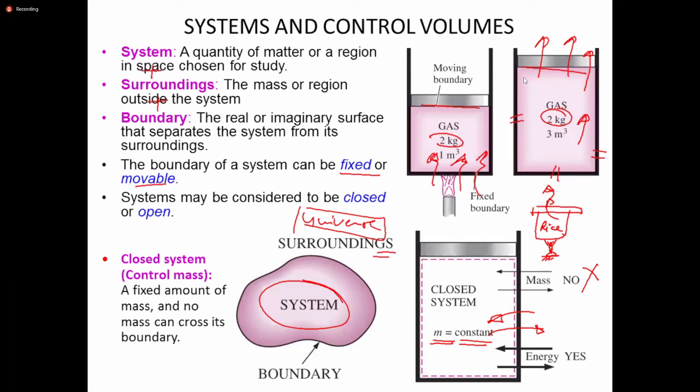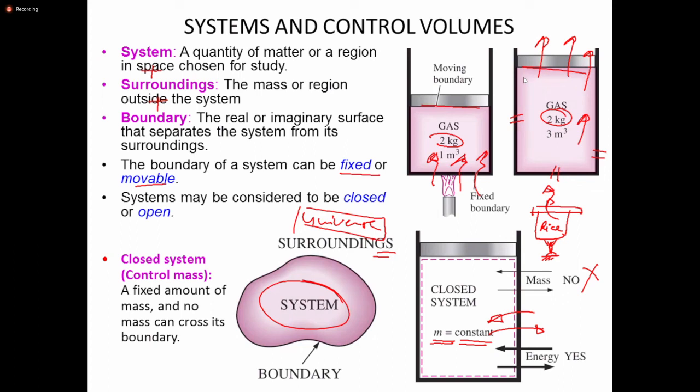Then we talked about what exactly is the system, the surrounding, the boundary, the fixed boundaries and movable boundaries. Systems are also classified into three different categories: closed system, open system, and isolated system. In the closed system, we do not allow the transfer of mass. A fixed amount of mass must be there, and no mass can cross its boundary. But we allow the transfer of energy, or energy can cross the boundary of the system.